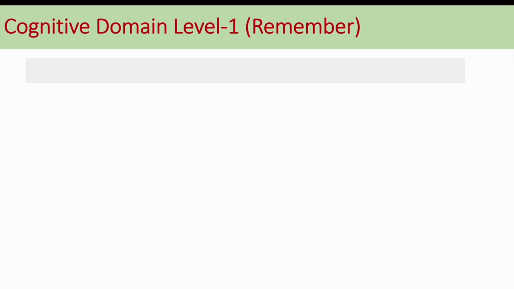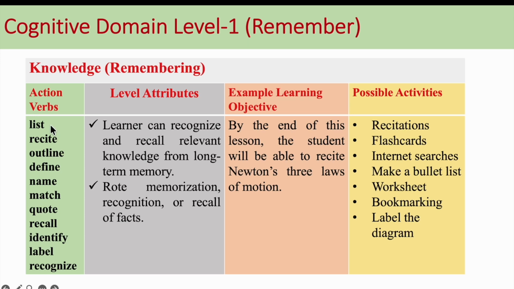Cognitive domain level 1 is remember. Remember means knowledge, remembering, and these are a few of the action verbs. The level attributes: the learner can recognize and recall relevant knowledge from long-term memory, rote memorization, recognition or recall of facts. Example of learning objective: by the end of this lesson the students will be able to recite Newton's three laws of motion. The possible activities are recitations, flashcards, internet searches, making a bullet list, worksheets, bookmarking, labeling the diagram.